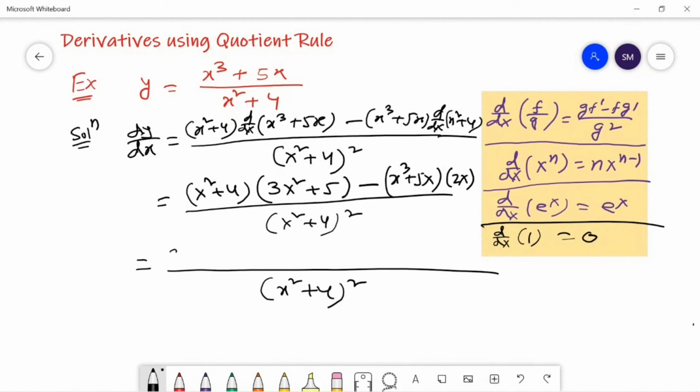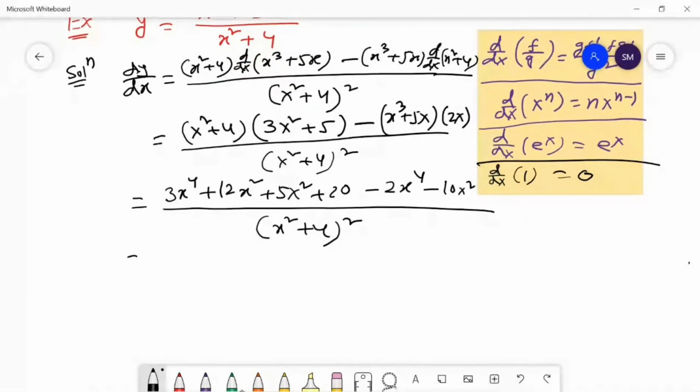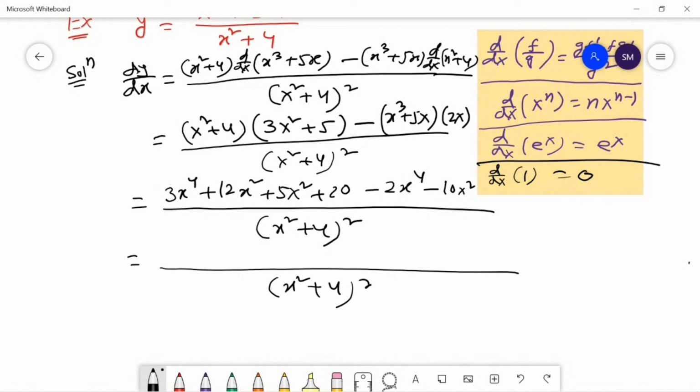Now multiply them and factor, so you get 3x to the power 4 plus 12x square plus 5x square plus 20 minus 2x to the power 4 minus 10x square. So take the common terms, powers of x, and you will get x square plus 4 whole square in the denominator, and in the numerator you have x to the power 4 plus 7x square plus 20.